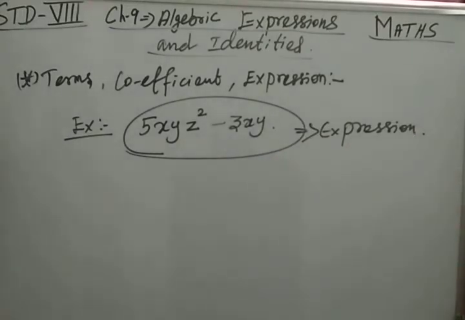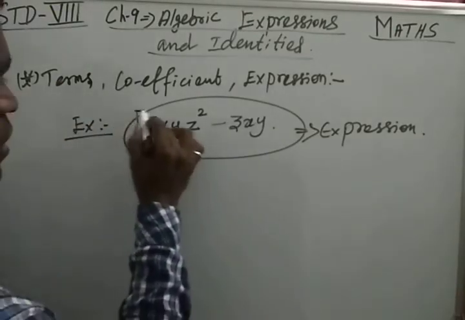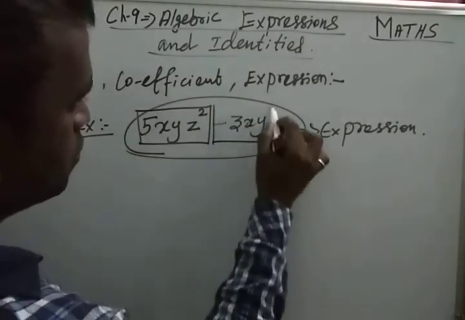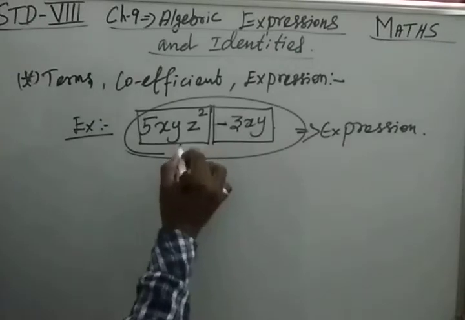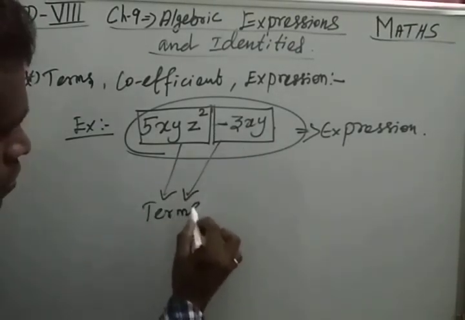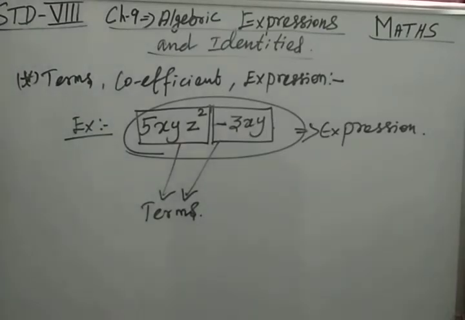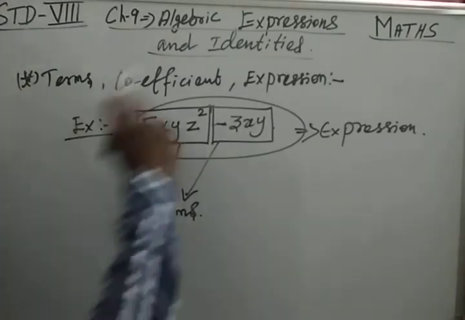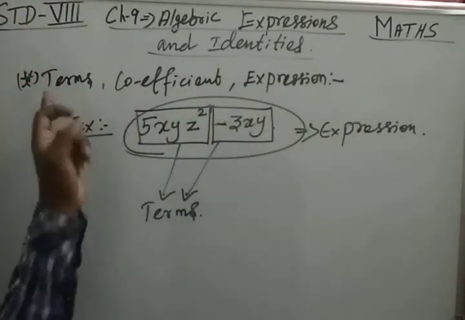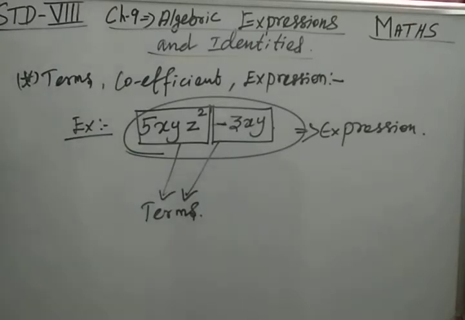Next we are going to take terms. Terms means each of the terms. These two are called terms. Understood what I have done? First one is the whole thing together called an expression. Next, these are together called terms.